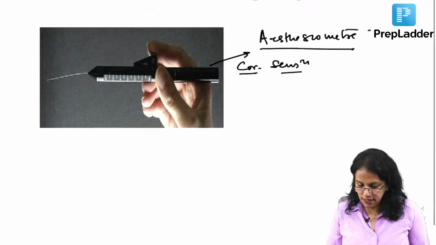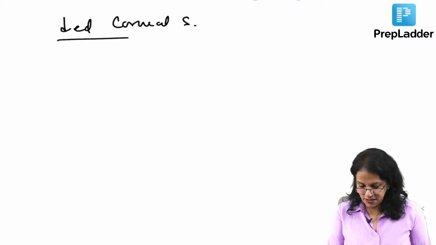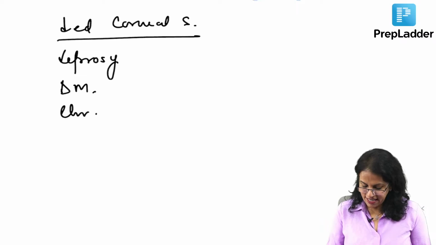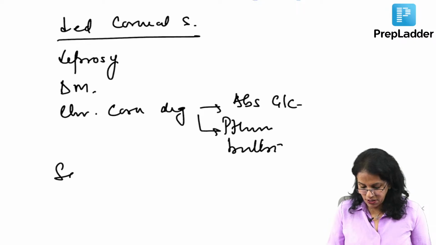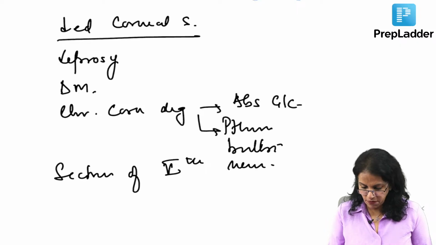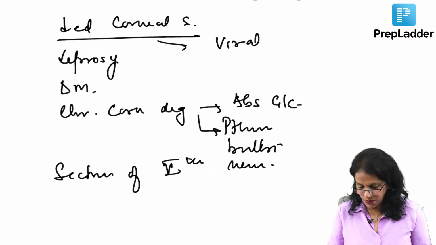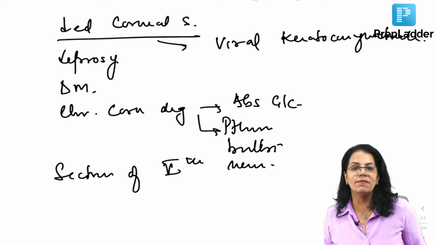Okay, can you tell me what are the causes of decreased corneal sensation? What did we learn? Decreased corneal sensation. We will learn leprosy, diabetes, chronic corneal degenerative diseases like absolute glaucoma, phthisis bulbi. What else? Then we can talk about section of trigeminal nerve. So, we will remember, and of course, how can we forget viral keratoconjunctivitis. So, these are some of the causes of decreased corneal sensation. This we have to keep in mind.